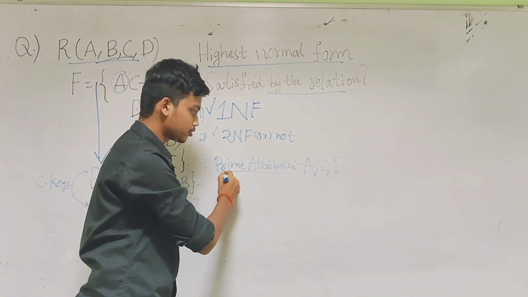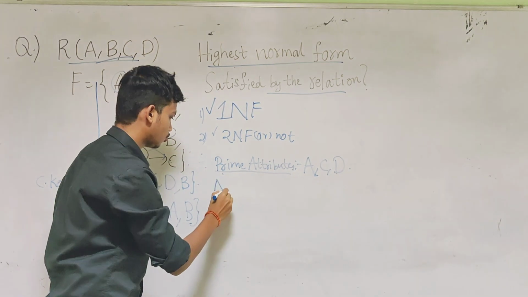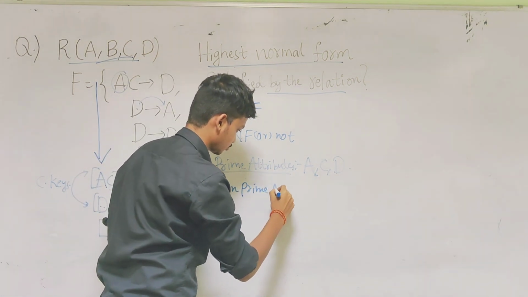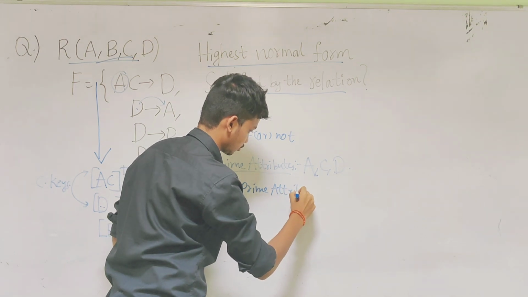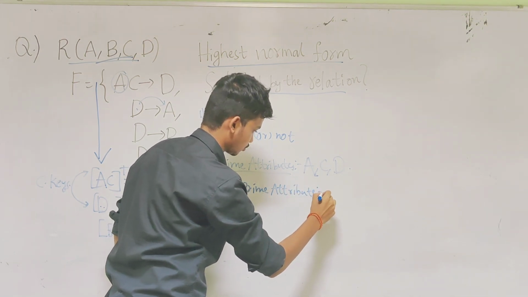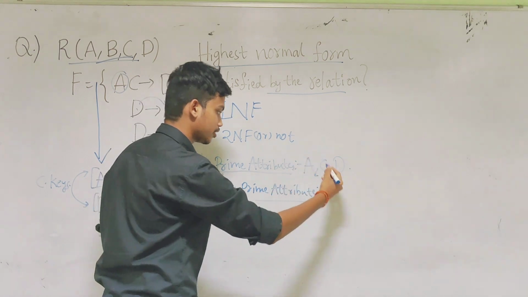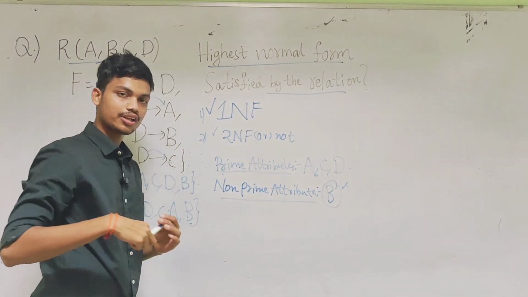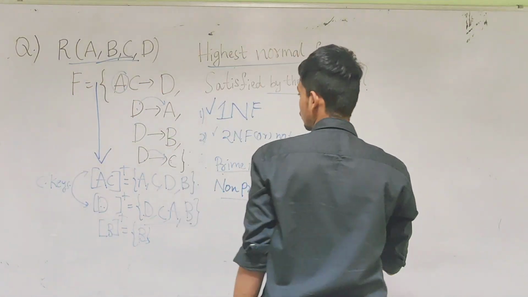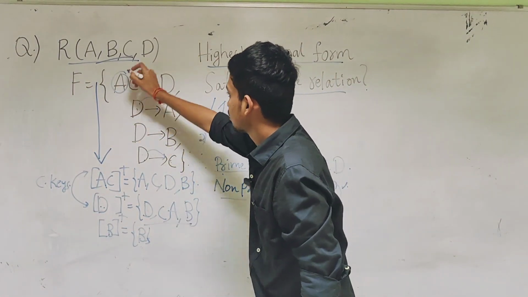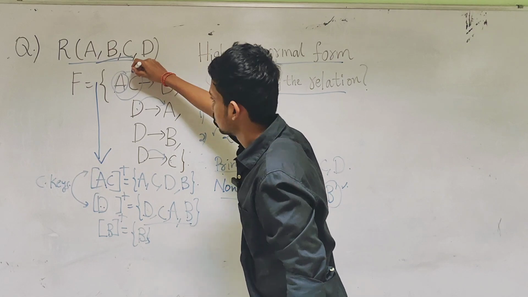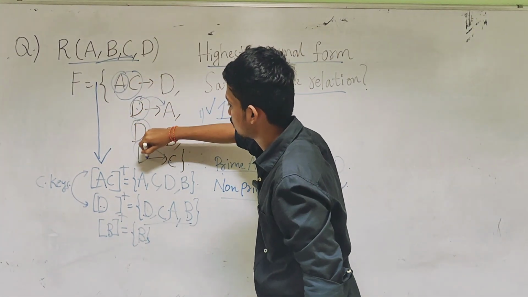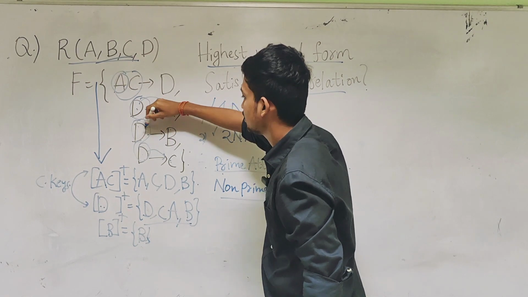We got prime attributes as A, C, D. Now what are the non-prime attributes? Other than A, C, D which are present, the rest are non-prime attributes. So B is the non-prime attribute here. Is there any partial dependency? AC is a candidate key, so we should leave that. You might say D is a prime attribute and D to B exists, so this is not in 2NF.